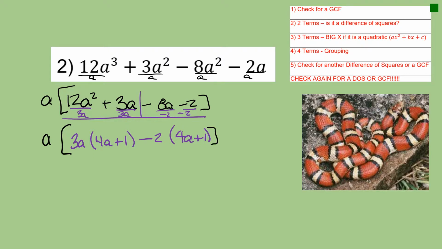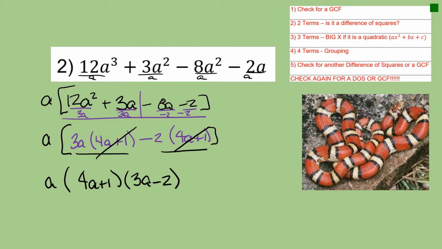So when I put this all together, don't lose that A. What these two have in common is 4A plus 1. Factor that out. I get 3A minus 2.